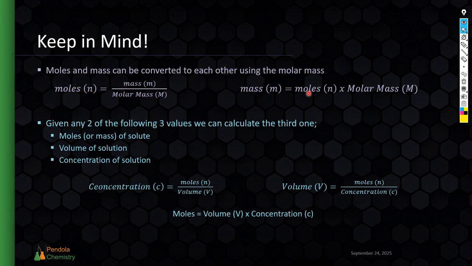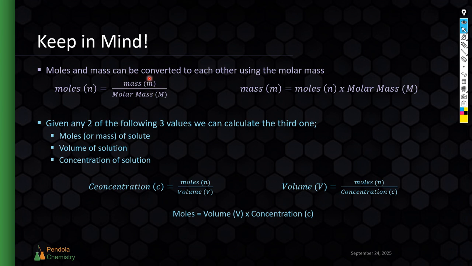Now, we got to keep in mind a few things, and we went over some of this. Moles and mass can be converted to each other using molar mass. And this is what we just saw when we were talking about making a solution, right? Remember that the molar mass is the mass divided by the moles of a chemical. So we can rearrange that equation to give us this equation, which is that moles of a chemical are equal to the mass of the chemical divided by its molar mass.